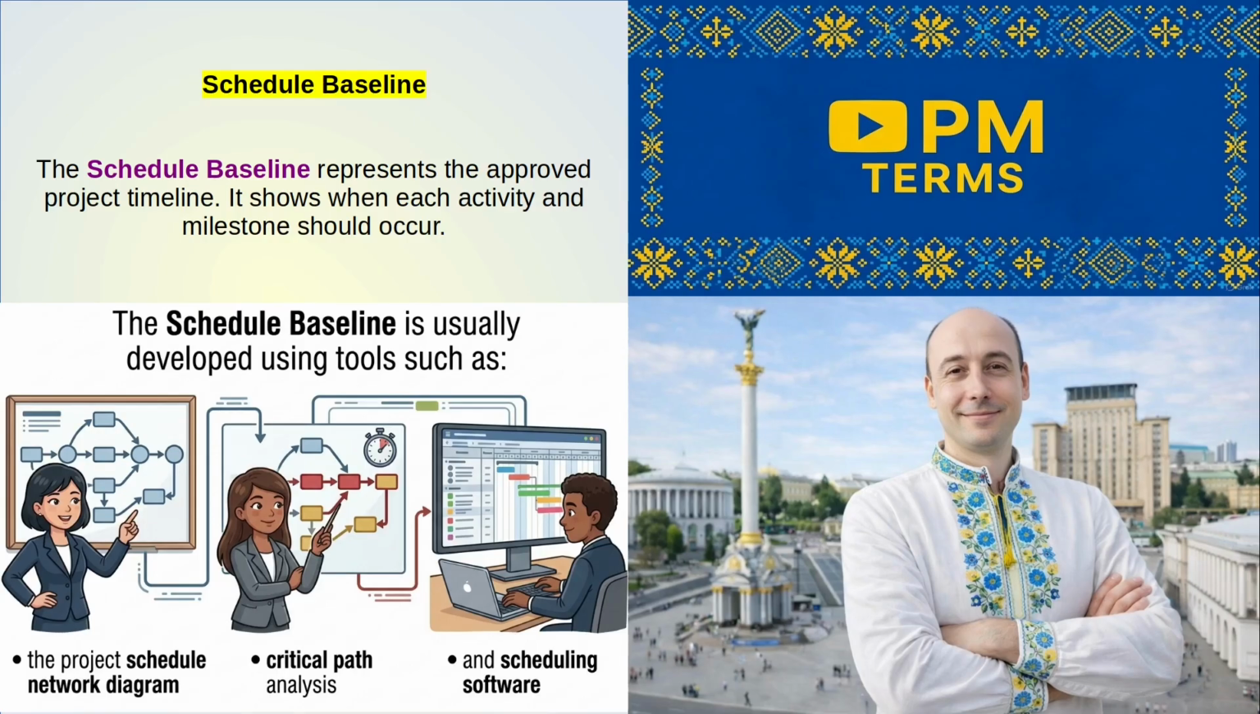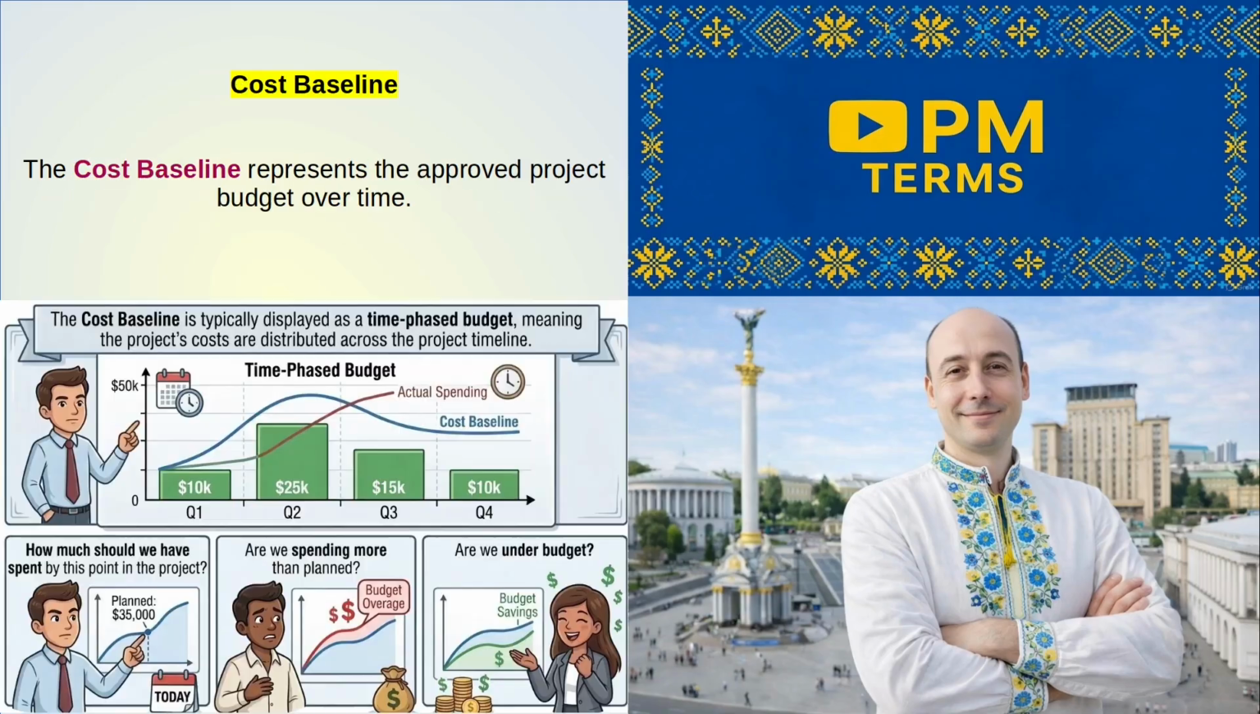The schedule baseline allows the project manager to monitor schedule performance. If activities start slipping behind the planned dates, the deviation becomes visible immediately. This allows the project manager to implement corrective actions, such as resource reallocation or schedule compression techniques.